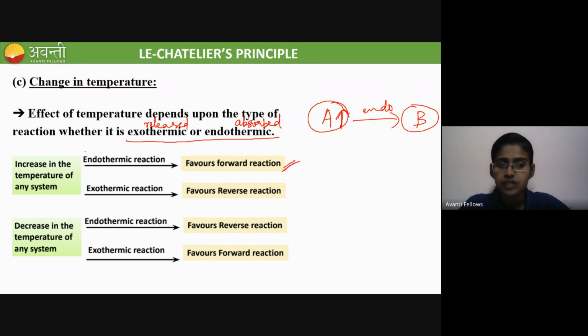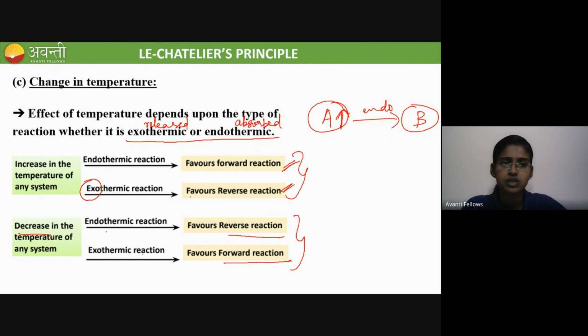And if the reaction is exothermic, exothermic means heat is released from the system. Heat is released and I am giving the heat to the system. In that case, it works in the reverse direction. And the other case is the next thing. If I decrease the temperature of the system, for an endothermic reaction the reverse reaction is favored, and for an exothermic reaction the forward reaction is favored. Okay, you just understand one part. The next will be the opposite of this.